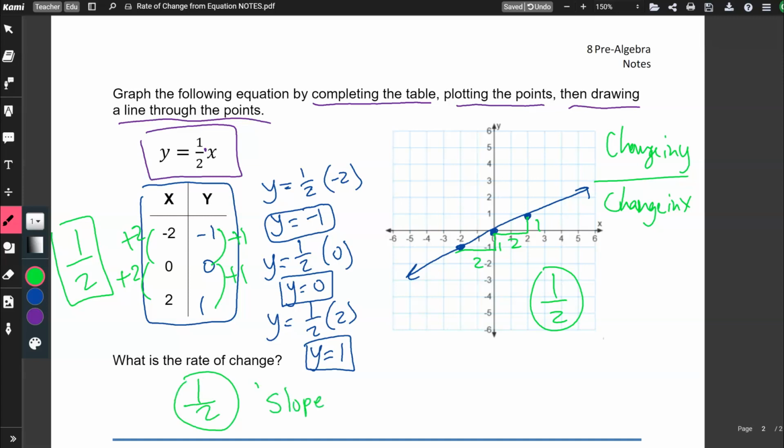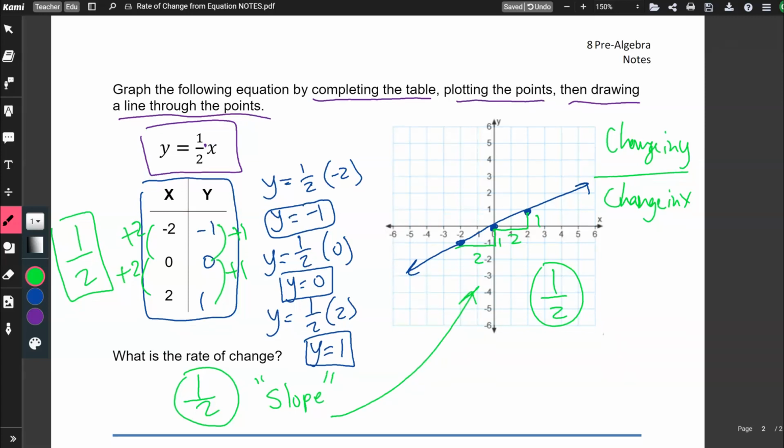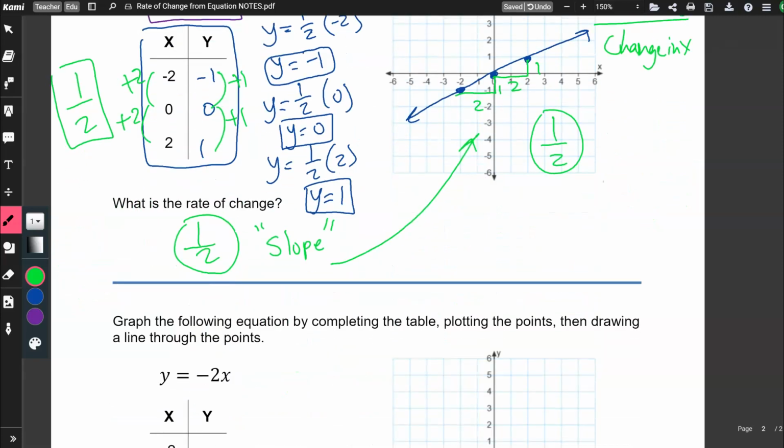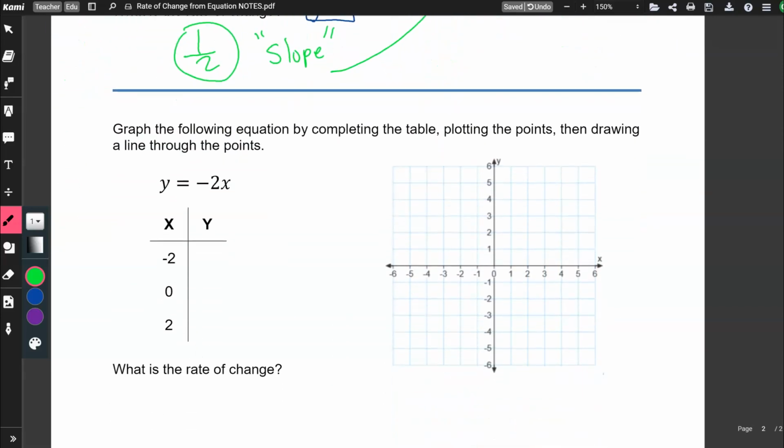Another name for rate of change, especially when we look at the graph version of this, is slope. That's going to be 1/2 for this example, okay? So I can use those values to plug in what my x values are in the equation. I can graph the equation, right? I can complete the table, plot the points, and then graph this equation that goes through those points.